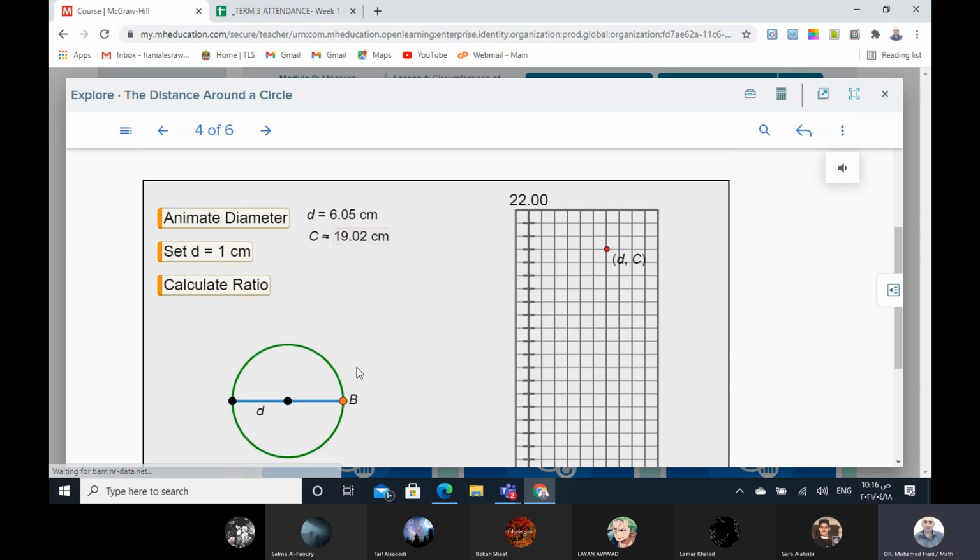As you see here, we have this circle with a diameter of about 6.5 centimeters and a circumference of about 19.02 centimeters. Find the ratio. Divide C by D. 19.02 divided by 6.5. Try please and tell me your answer.